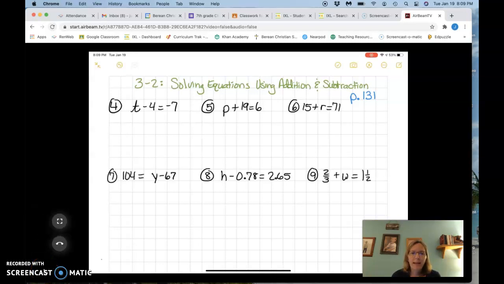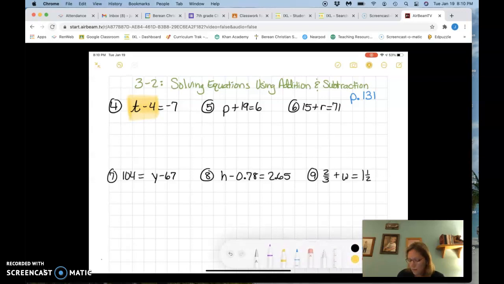Hey guys, today you are working on section 3-2, which is solving equations using addition and subtraction. So I know you've done solving equations before. I don't think it'll take long to refresh your memory. So what you do when you're solving an equation is you look at what is happening to the variable and you do the opposite.